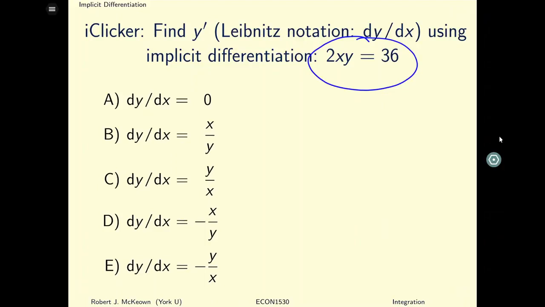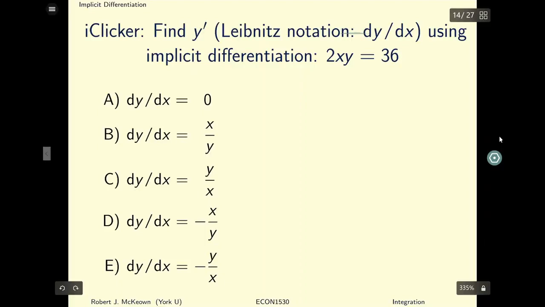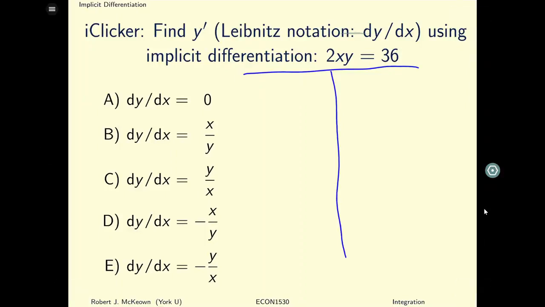Press pause on your video, try it yourself, and then when you're ready, press play, and we'll work through it together. So the question's asking us to find the implicit differential. So I'm going to do that. I'm going to take the derivative of both sides.